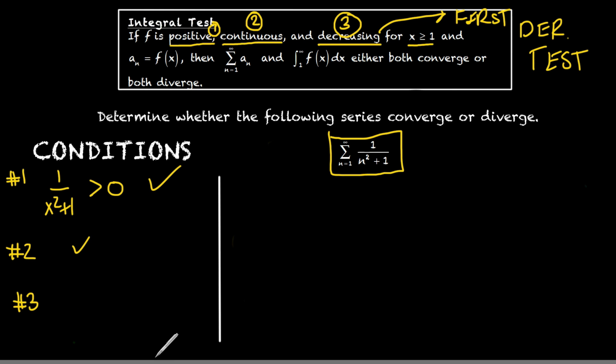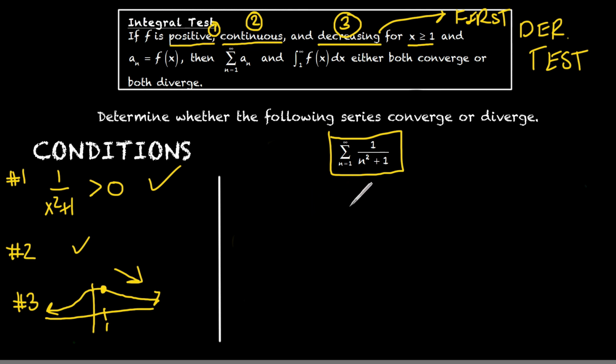Number 3, is it a decreasing function? Well, we could use the first derivative test here, or you could also draw the picture if you know what the function looks like, and that should be sufficient on the AP exam that you have proven that this is a decreasing function. If this is x equals 1, you can see that for all x's greater than or equal to 1, the function is decreasing. You could use the first derivative test as well, but that should be sufficient.